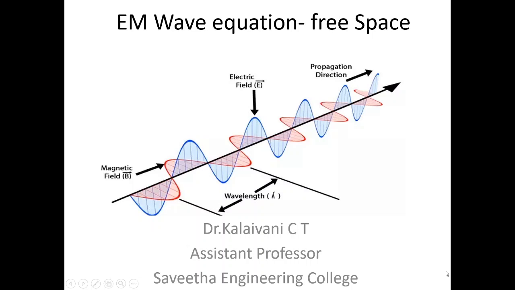In your electromagnetic field subject, in the first two units we have studied the electric field and its application. In the third and fourth units we have studied the magnetic field and its application. In the fifth unit, we are seeing the relationship between the electric field and the magnetic field. The main application of this relationship is in wave propagation.